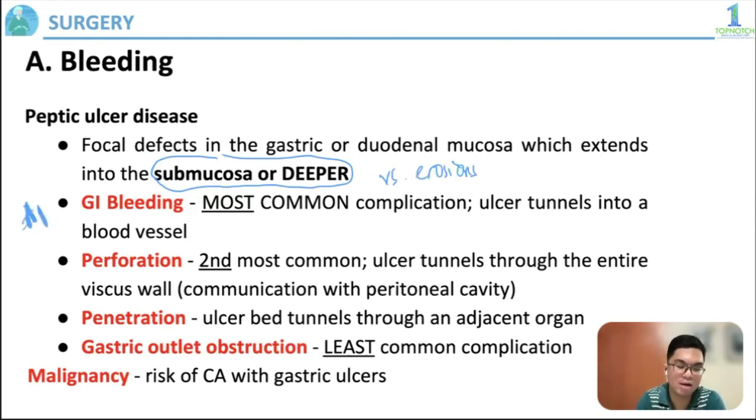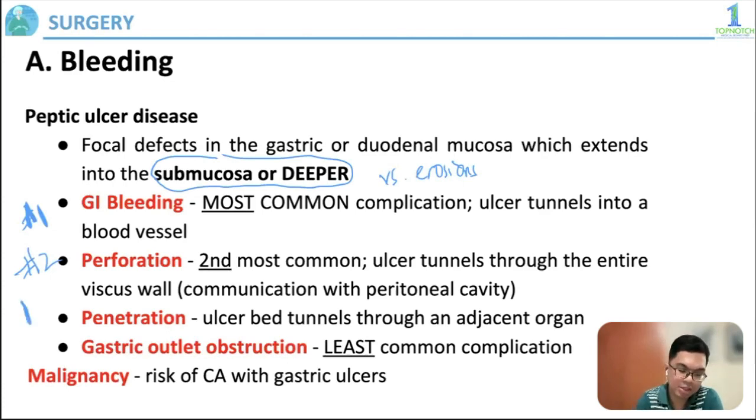So number 1, most common is your GI bleed. So when the ulcer reaches a blood vessel, so pag na-reach na yung blood vessel, kakainin niya yung blood vessel, dudugo, basically. So perforation, if it tunnels through the entire viscous wall, so after the viscous wall, ano yung pupuntahan ng butas? It's already communicating through your peritoneal cavity. So may perforation, may pneumoperitoneum ka na.